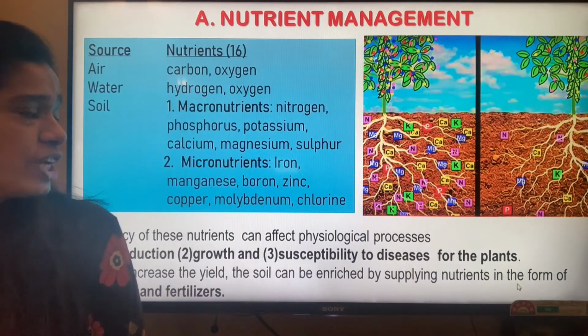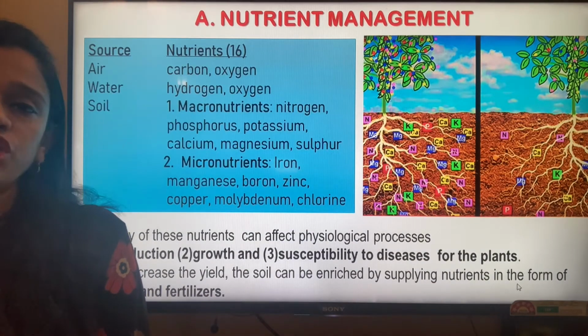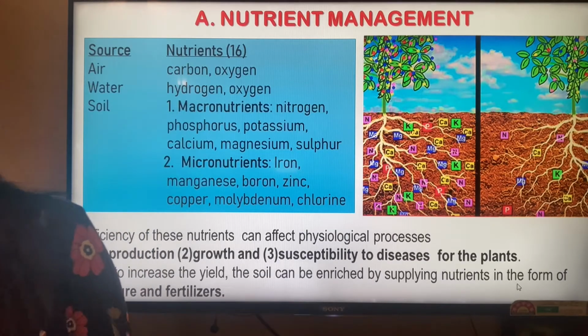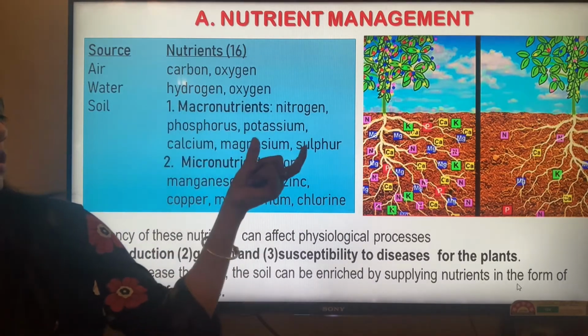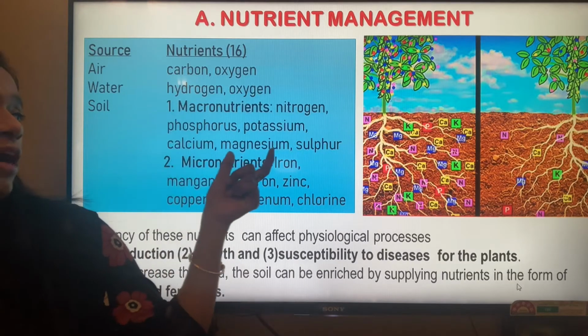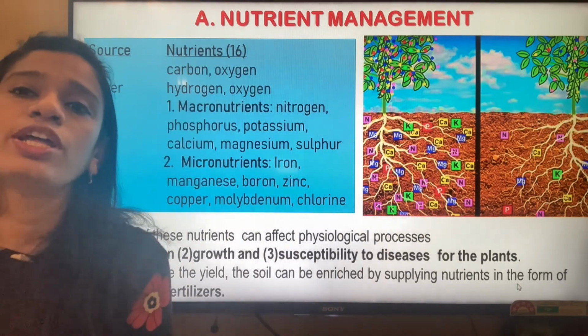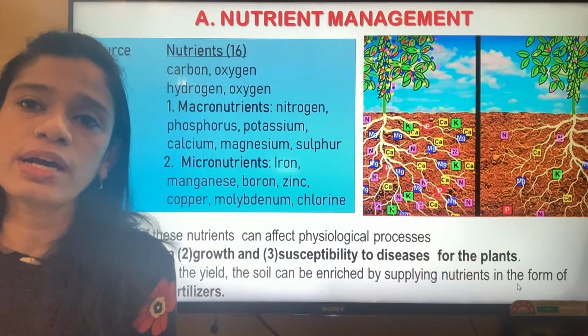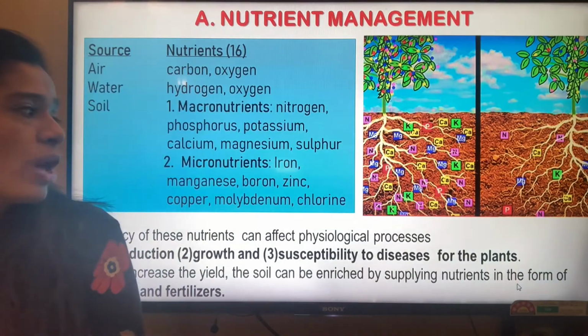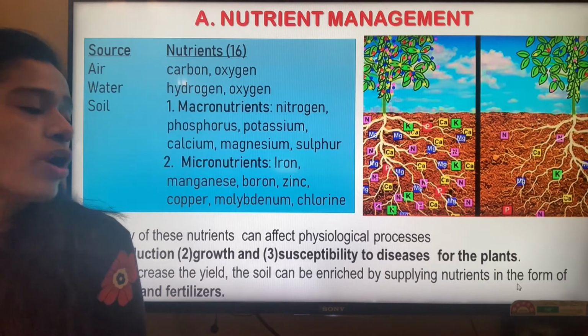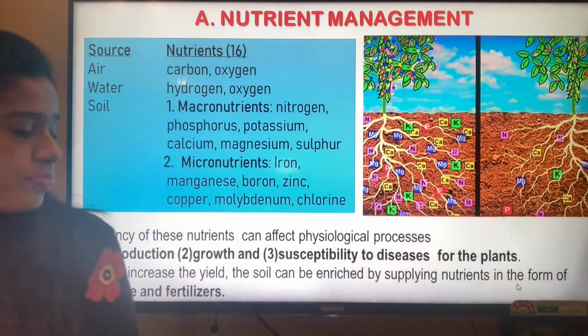That is nitrogen, phosphorus, potassium, calcium, magnesium and sulfur. These 6 essential elements constitute the macronutrients, while micronutrients constitute iron, manganese, boron, zinc, copper, molybdenum and chlorine.